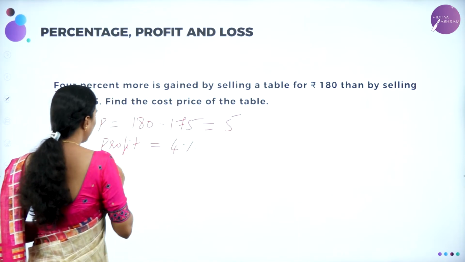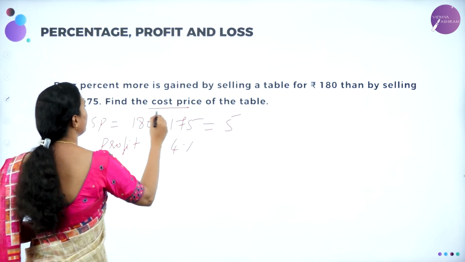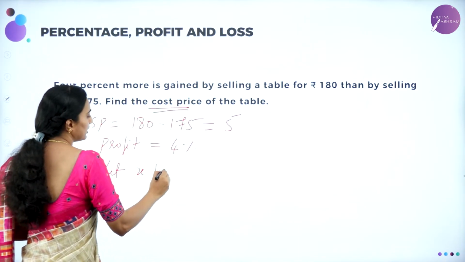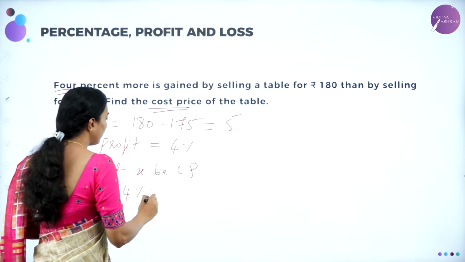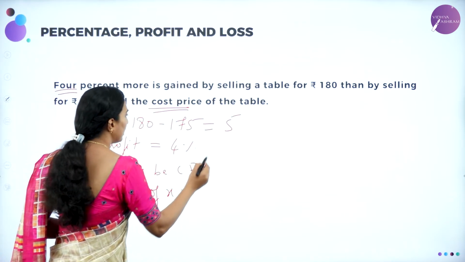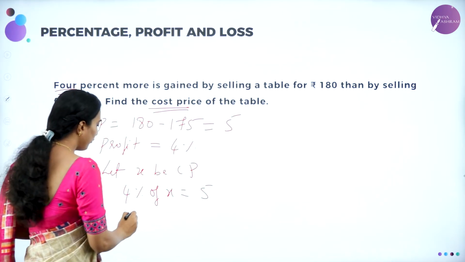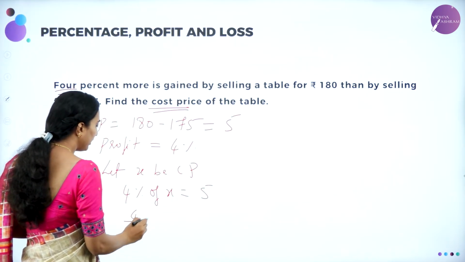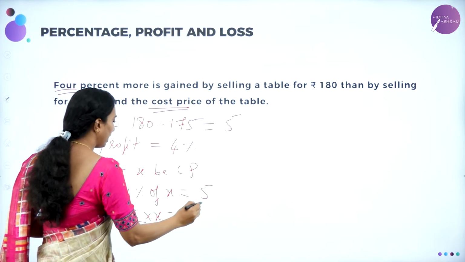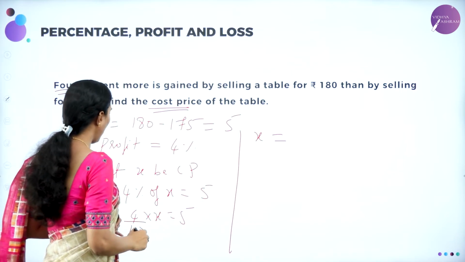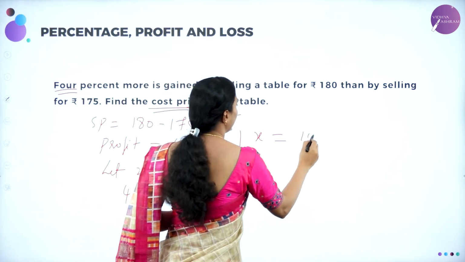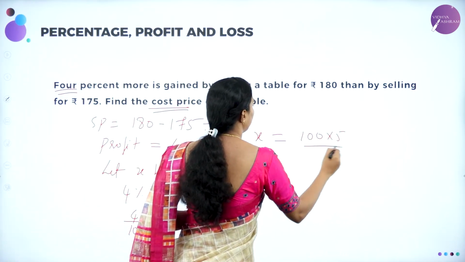4%. Now I am going to take it as, I don't know what the CP is. So let X be the CP. Therefore, 4% of X is equal to how much? It is nothing but 5. So 4 divided by 100 into X is equal to 5. Otherwise X will be equal to 100 into 5 divided by 4.